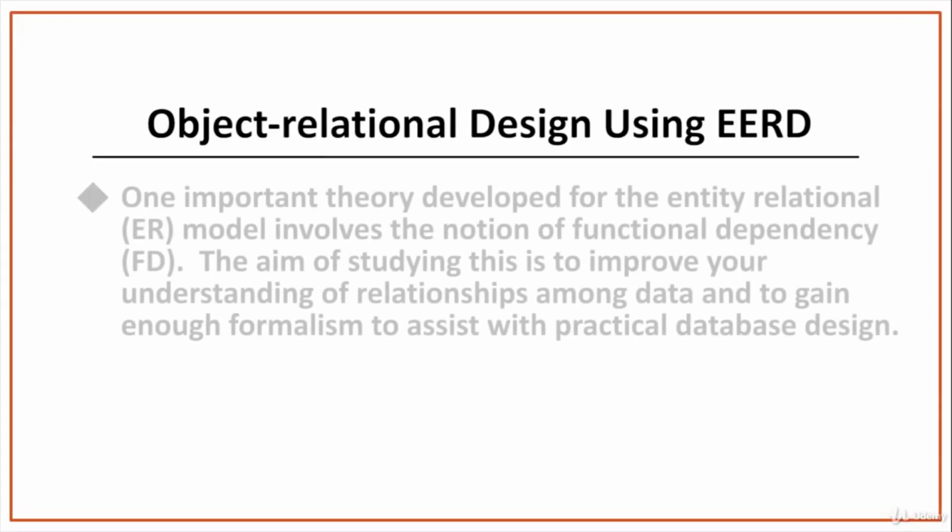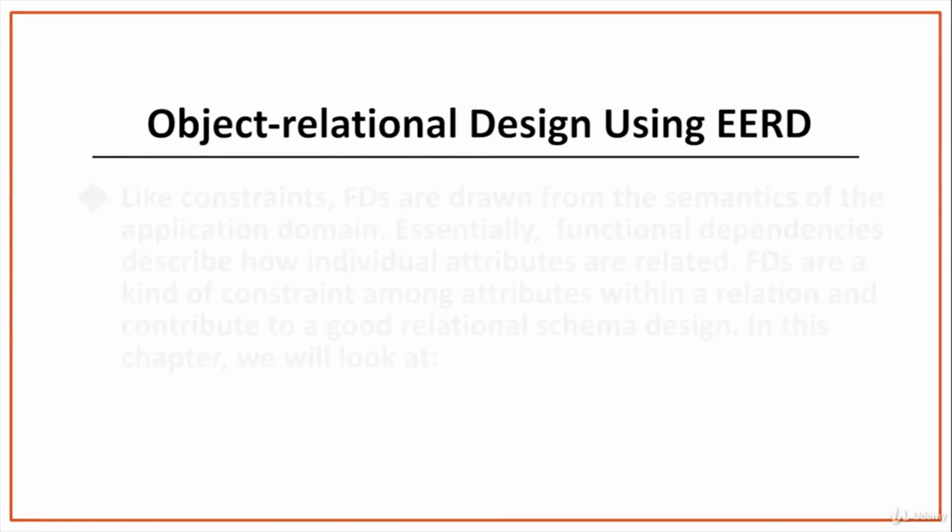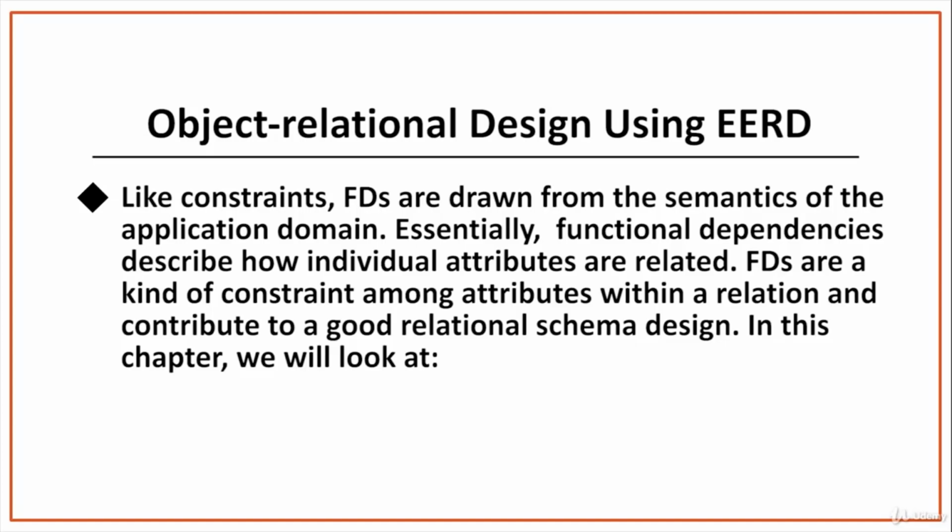One important theory developed for the entity relational model involves the notion of functional dependency, or FD. The aim of studying this is to improve your understanding of relationships among data and to gain enough formalism to assist with practical database design. Like constraints, FDs are drawn from the semantics of the application domain. Essentially, functional dependencies describe how individual attributes are related. FDs are a kind of constraint among attributes within a relation and contribute to a good relational schema design.